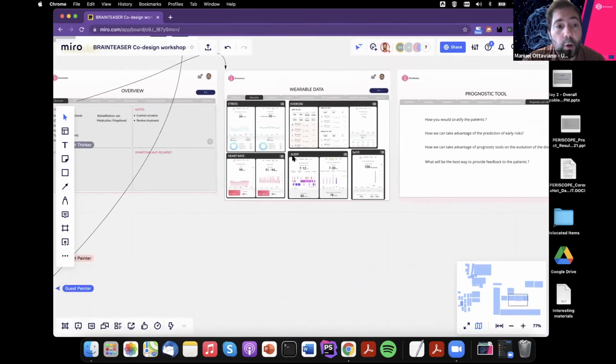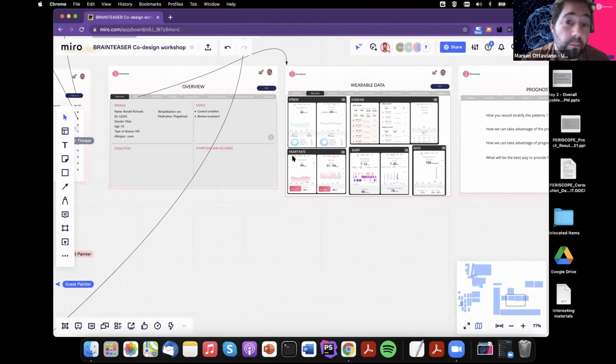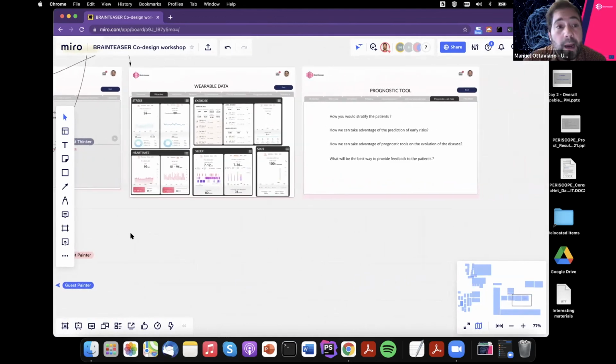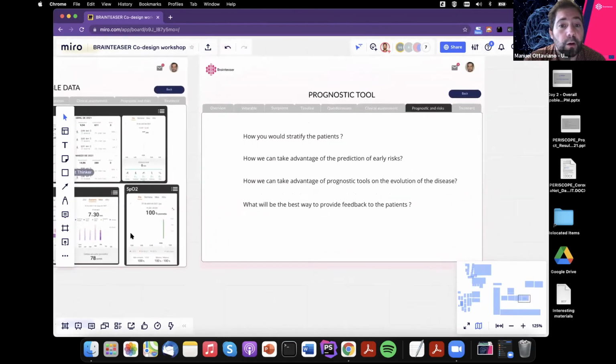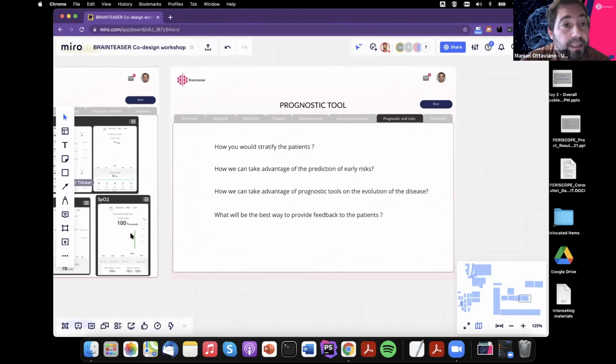So this is more or less what we are doing at this stage. And for sure, all of this will go through the management of all the information that we get from the wearable sensor and from the questionnaires in the app. We are still working on the prognostic tool part: criteria for stratification, how to take advantage of this early risk stratification and of the prognostic tools, and what we tried to discuss before on this.